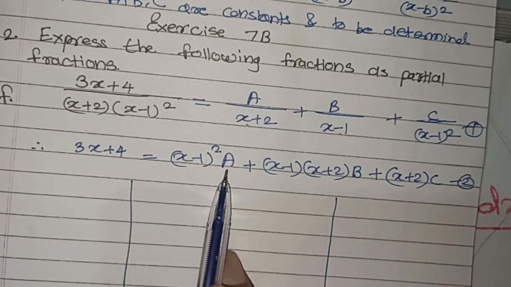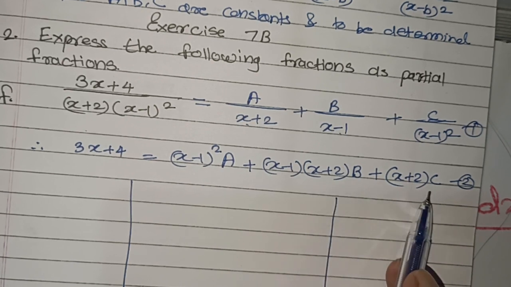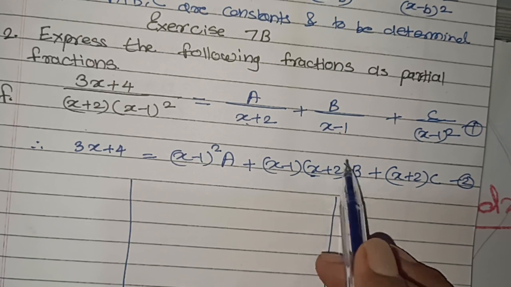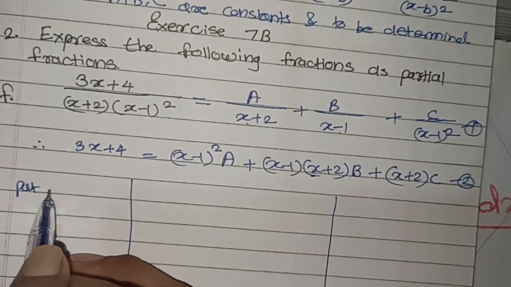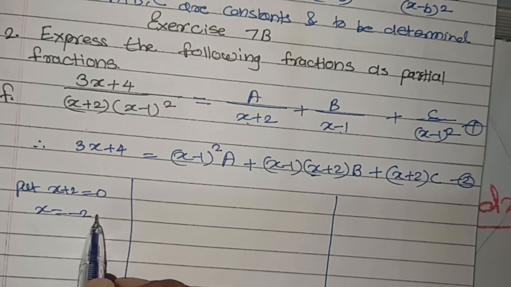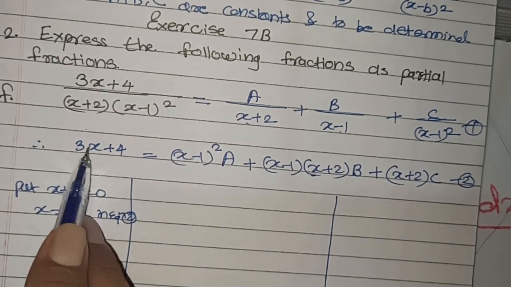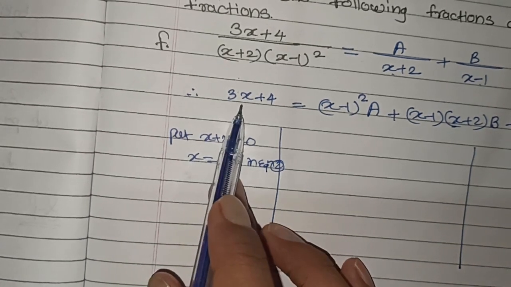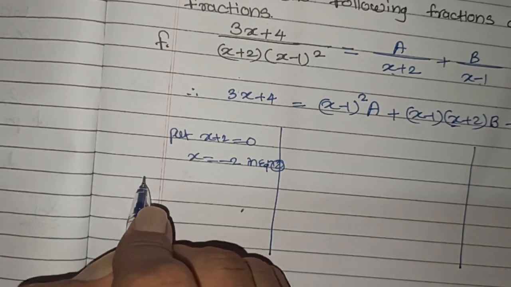So to find the value of a, check the coefficients of b and c. Here the common bracket in b and c is x plus 2. So put that bracket, put x plus 2 equal to 0, that is x equal to minus 2, in equation 2. So if you put x equal to minus 2 in the left hand side, we get minus 6 plus 4, that is minus 2.